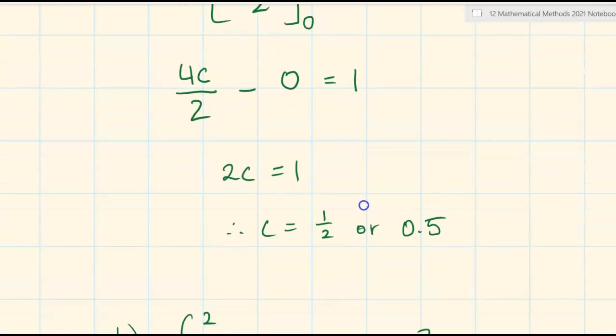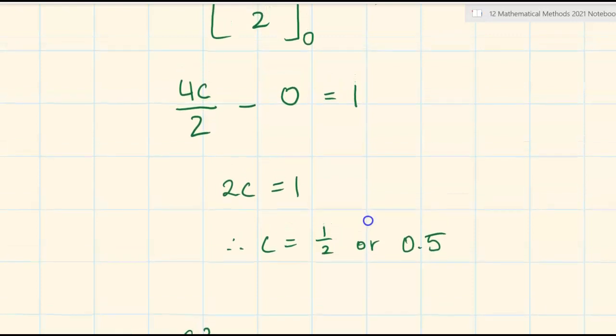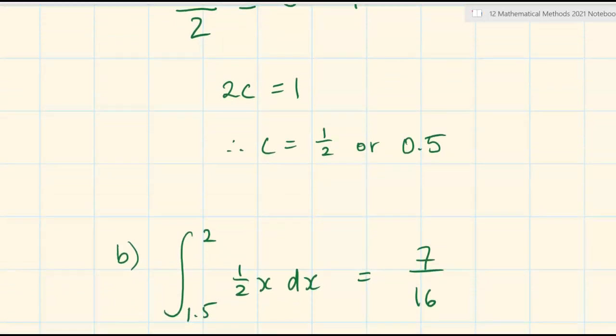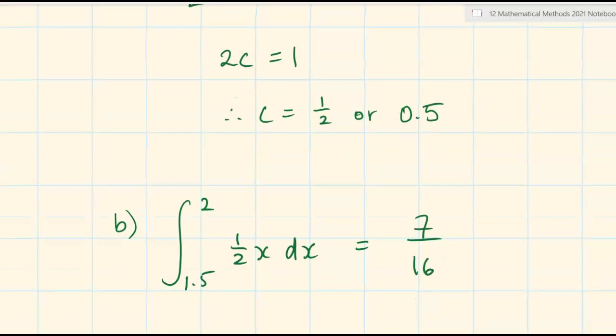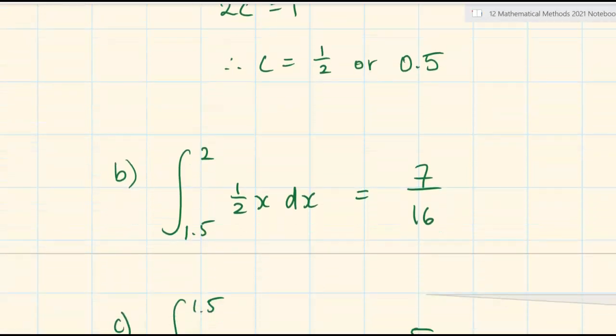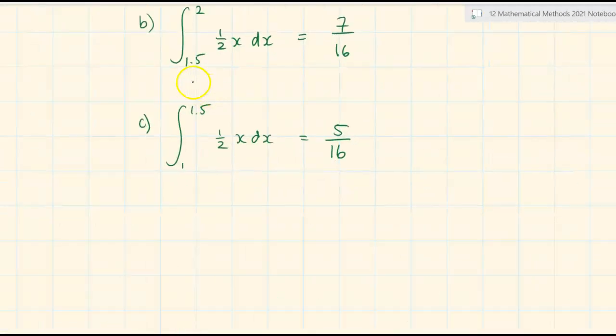What did we get for B, Ash? Anyone get a different answer for B? 7 on 16, I agree. Just check what numbers you put in. Did you put 1.5 and 2 on the upper and lower? 1.5 and 2, not 0 and 2? All right, and the next one should have 5 on 16.